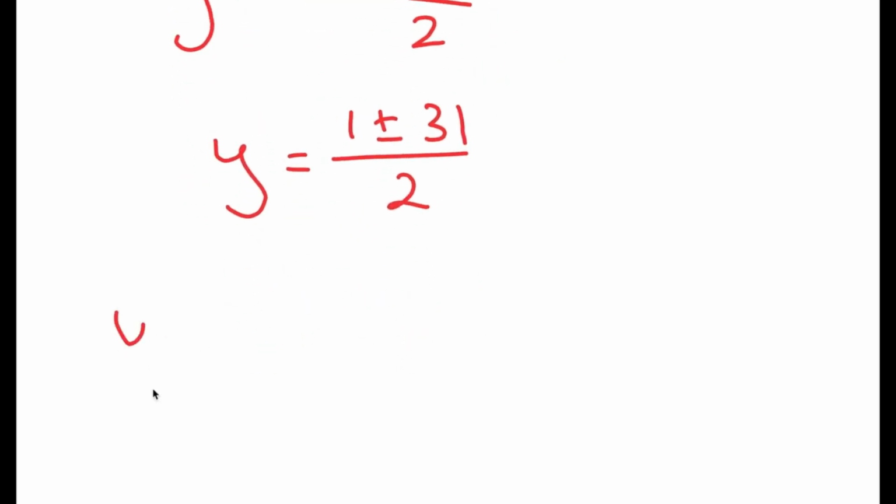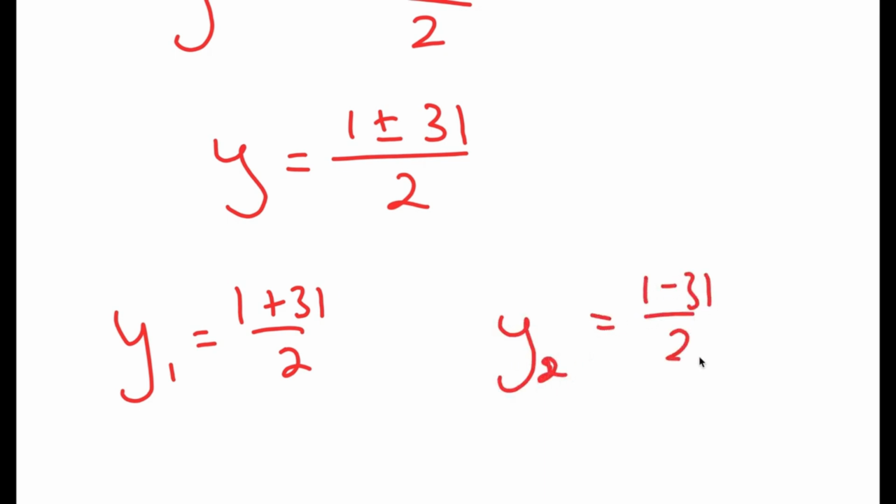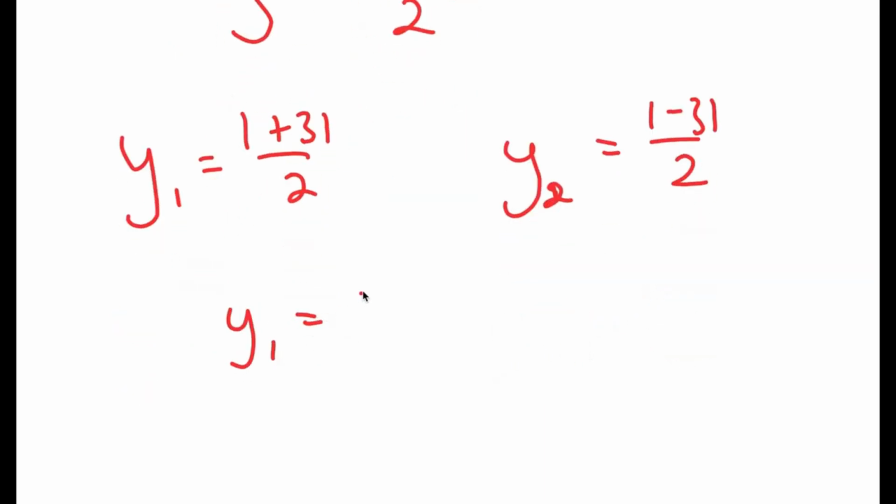And now I have two solutions. I have y equals 1 plus 31 over 2, and y equals 1 minus 31 over 2. So my two solutions are 17 and negative 15.